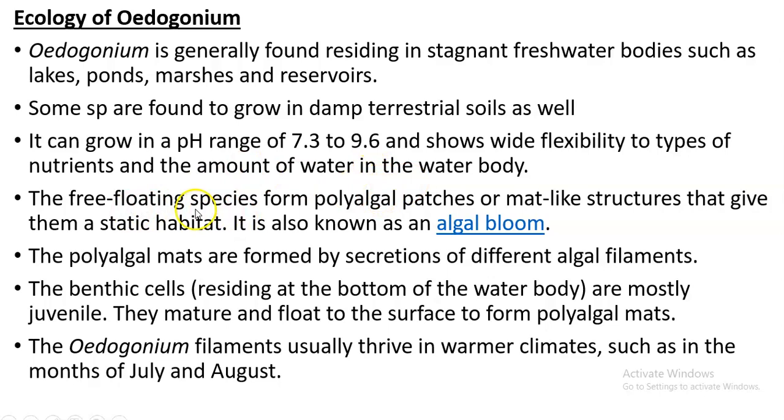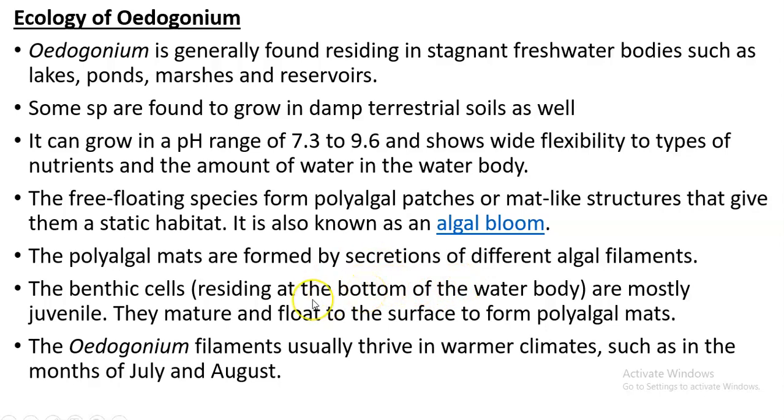Then there are freely floating species. There are species which are attached to the bottom of the water body. So different types of species are there. This freely floating species forms polyalgal patches or a mat-like structure at the top of the static water habitat. It is known as algal bloom. So a mat-like formation created by the Oedogonium creates algal bloom, when water bodies turn a greenish color. These polyalgal mats are created by secretions of different algal filaments. Just a value addition fact.